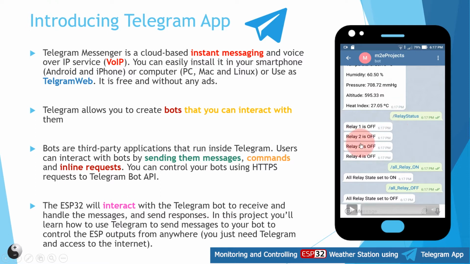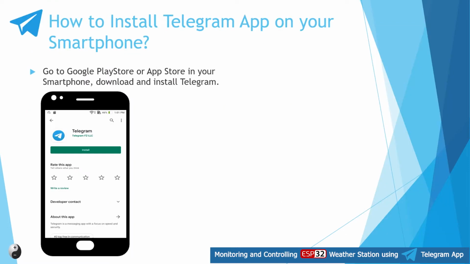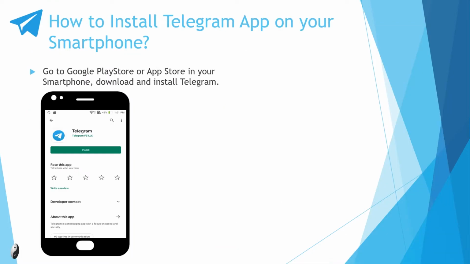You can access the status of relays. You can control relays. You can get responses if the relay is on or off like this. So this is all about the Telegram app. Now let's see how to install this Telegram app on your smartphone.